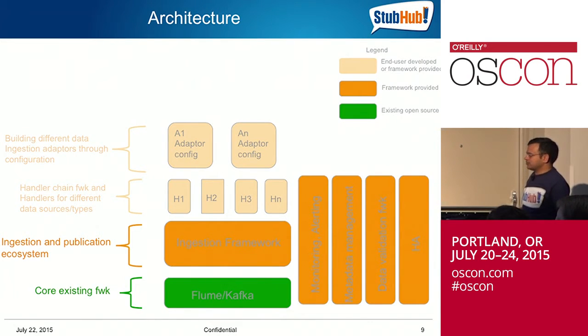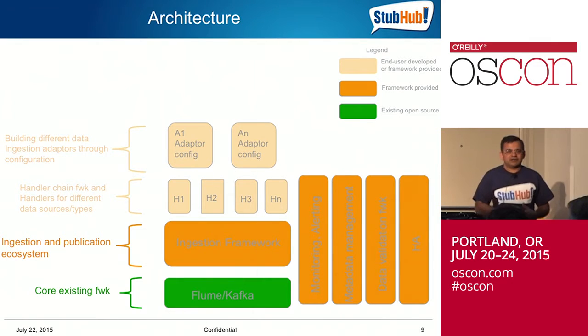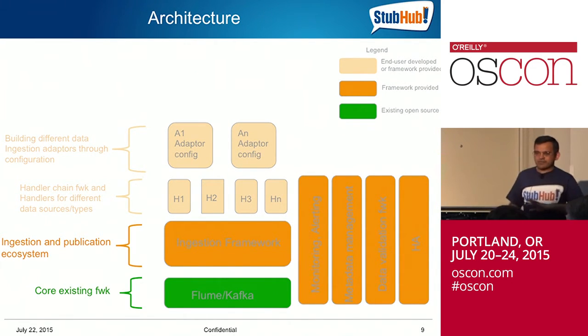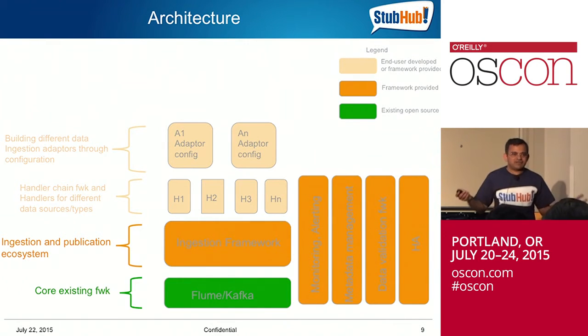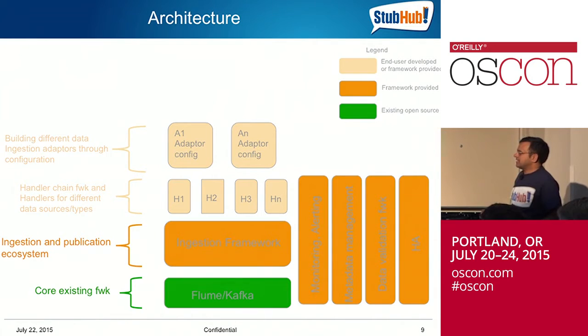And then we have existing open source frameworks like Flume and Kafka that have pretty good constructs about sources and channels and how you bring all of that in. So we don't want to reinvent any of that. We want to leverage all of that. So what we have built on top is leveraging all of the things that I just talked about.